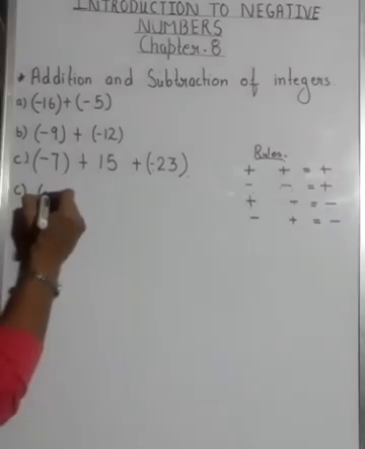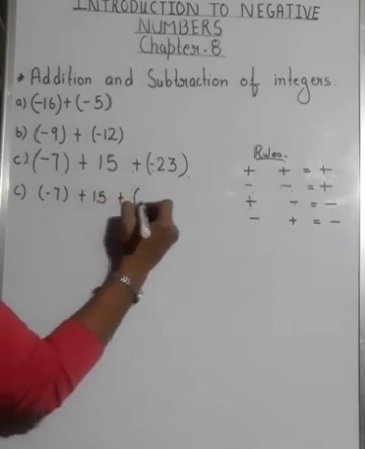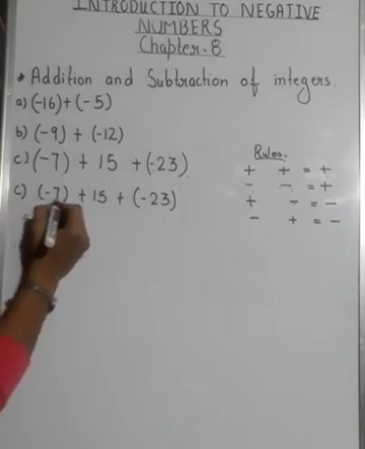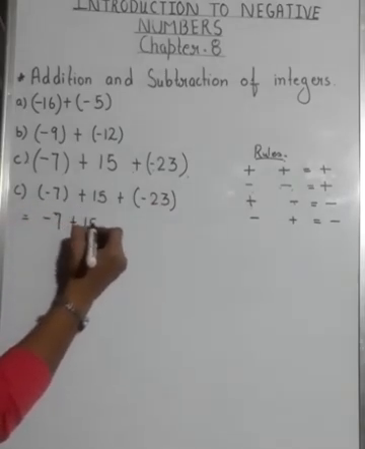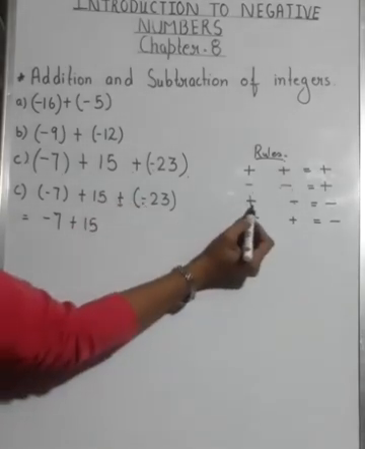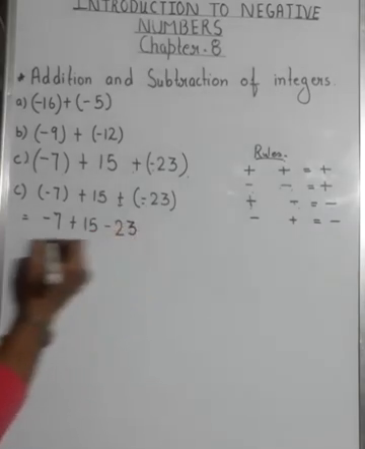Okay. Question C is minus 7 plus 15 plus in bracket minus 23. Okay. So as we have done, first it is minus 7. So write minus 7, then plus 15. Now we are having two signs together, plus minus. Now come to this, plus minus will be minus. So this will be minus 23.